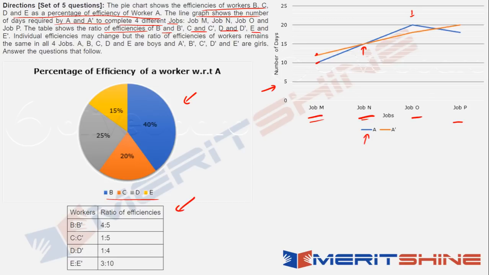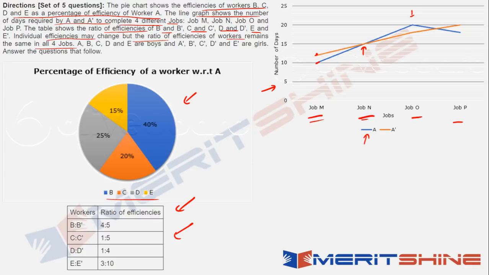This is the table here. So for B, C, D, E, the ratio of efficiency is given. If B is 4, B dash would be 5. If D is 1, D dash would be 4. So it's given for the rest 4 guys, B, C, D, E. And an important statement is that individual efficiencies may change, but the ratio of efficiencies of workers remains the same in all the 4 jobs. That's okay.